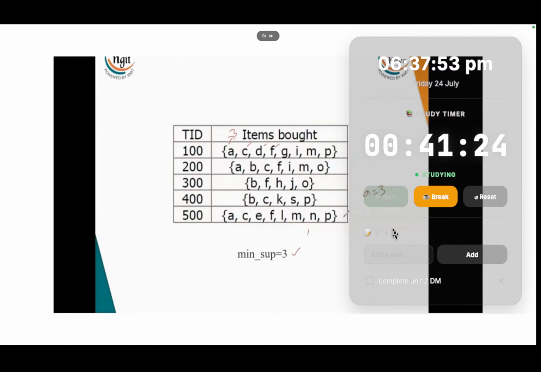Now count for B. What is the frequency count for B? It is 3. Check for D. What is the frequency count for D? It is just 1, right? So it means that D is having the frequency count which is less than the minimum support count. When it is less than the minimum support count, we need to eliminate this item, right? Only the items which are equal to or greater than the minimum support count are considered. Now let us see the next step.